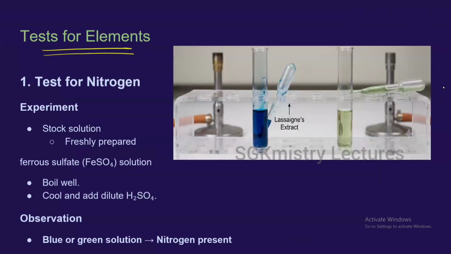Next, coming to the test for elements. Using the stock solution, you're going to test for the various elements, especially nitrogen, sulfur, as well as the halogens. Now let us look into how to test for nitrogen. The experiment is very simple. You're going to take the stock solution and add freshly prepared ferrous sulfate solution. Here you need to add freshly prepared ferrous sulfate solution, because if it is already prepared, then some of the Fe2+ ions may have already been oxidized to Fe3+ ions.